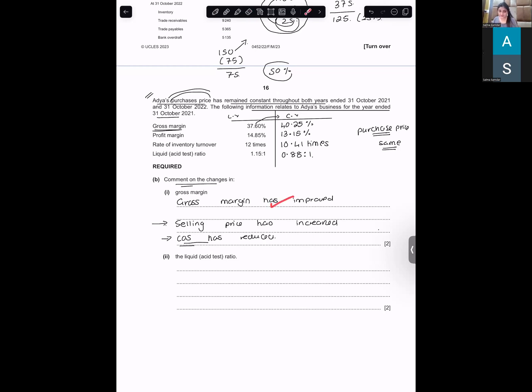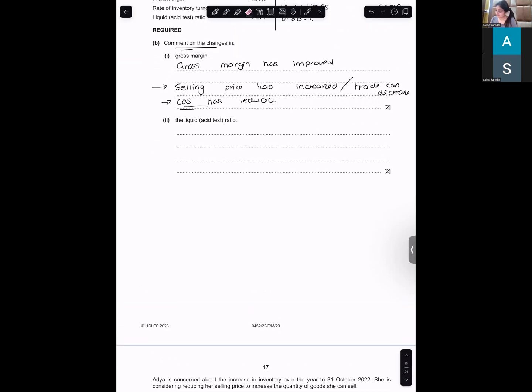Now you get 1 mark for this and 1 mark for this. Selling price can increase, that could be one reason, and trade discount can decrease. Are you with me? If you disallow the trade discount, your selling price will automatically increase. Are you with me?